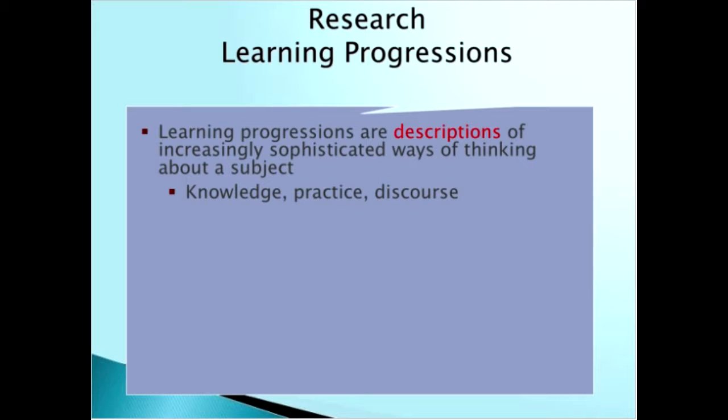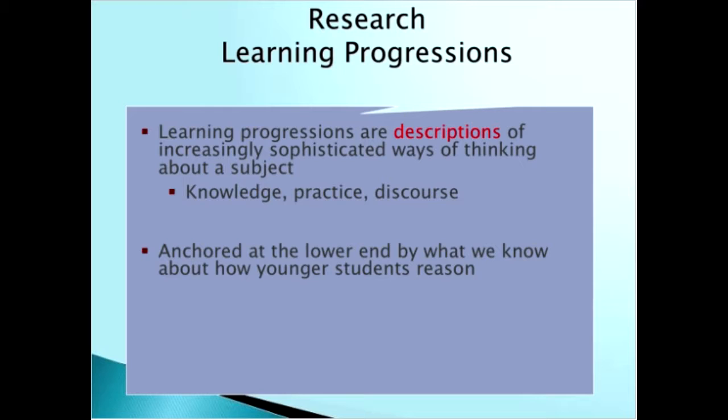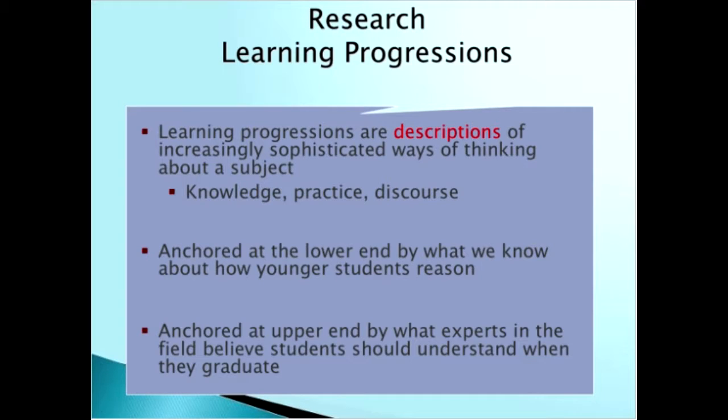So what is a learning progression? Well, a learning progression really is a description or a series of descriptions of increasingly sophisticated ways of thinking about a subject. And it involves aspects of the content knowledge the student possesses, their practice, and the discourse, the way in which they discuss the items. At the lower end of a learning progression, basically we're looking at how younger students reason about a concept. The upper anchor, or end of the learning progression, is defined by what experts in the field believe students should understand when they graduate. And then we have the various levels in between.